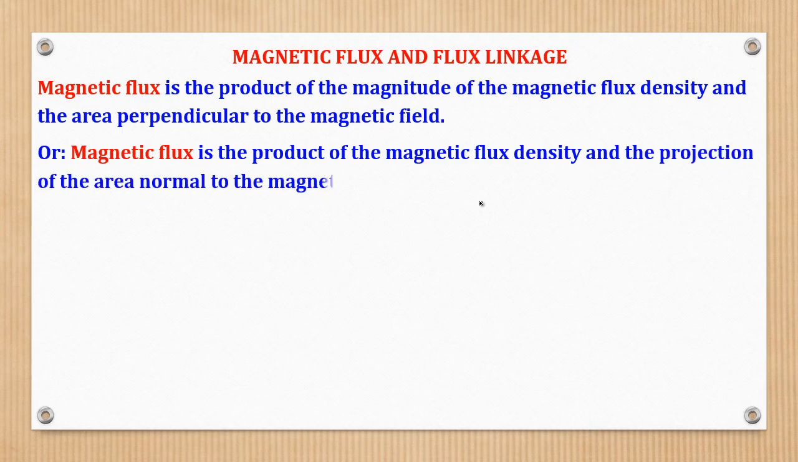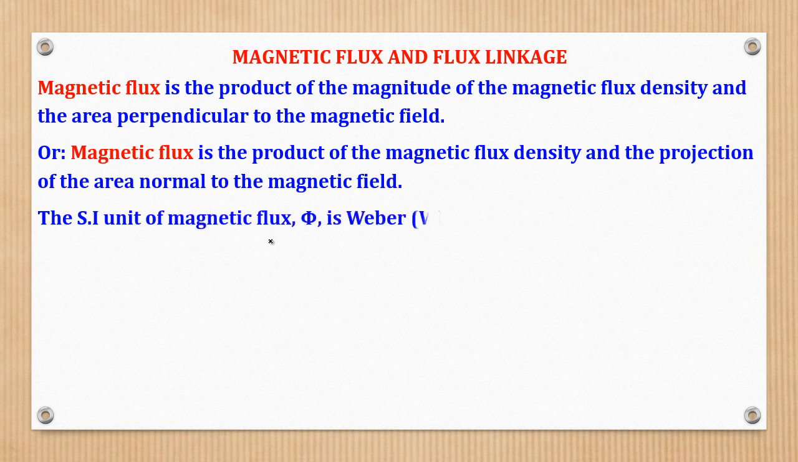Or you can say magnetic flux is the product of the magnetic flux density and the projection of the area normal to the magnetic field. Magnetic flux is given by this symbol, and its SI unit is the Weber. In short, you write capital W and small b. So the magnetic flux unit is the Weber.